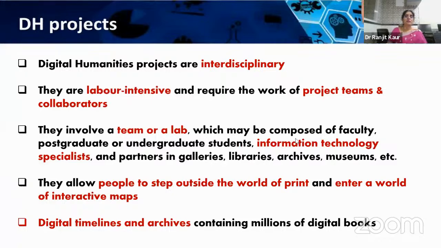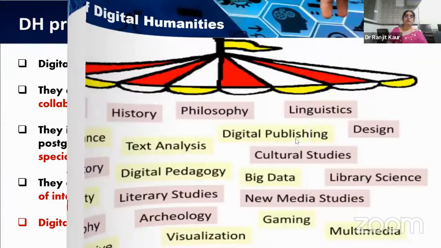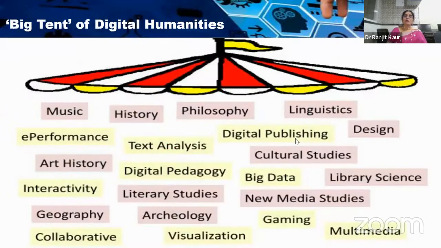They also allow people to step outside the world of print and enter the world of interactive maps. There we can create multiple digital timelines, different digital editions and archives. So through these digital projects, we can see that the tent of digital humanities is not a very confined one, but it has opened up different venues and avenues. You can see multiple subjects mentioned here in this big tent of digital humanities, where e-performances are there, text analysis, GIS, digital publishing, big data that we are talking about, and ChatGPT, which is nowadays a common word and a recent development.